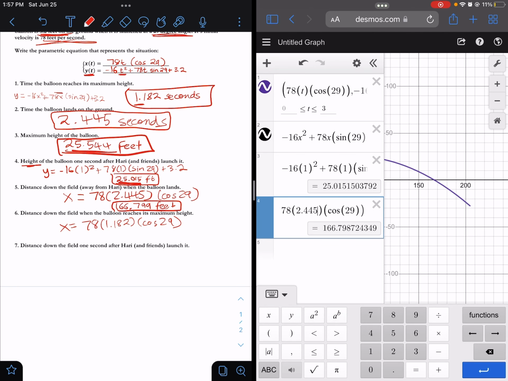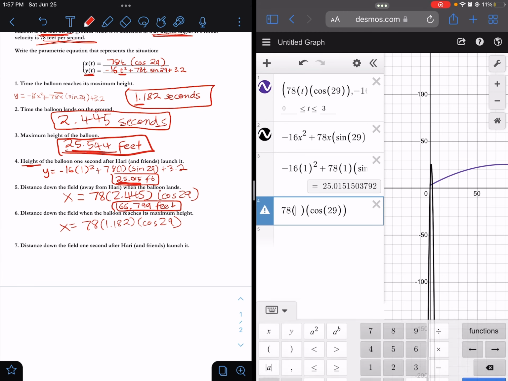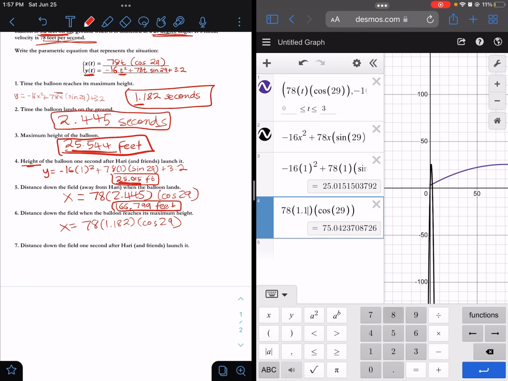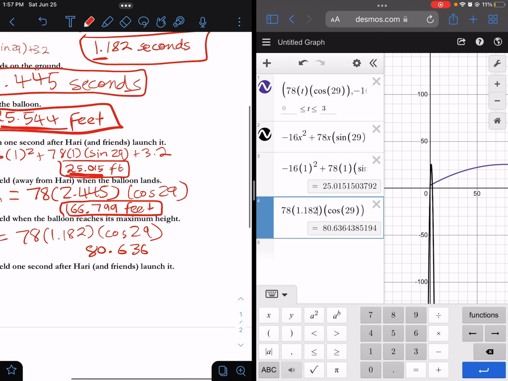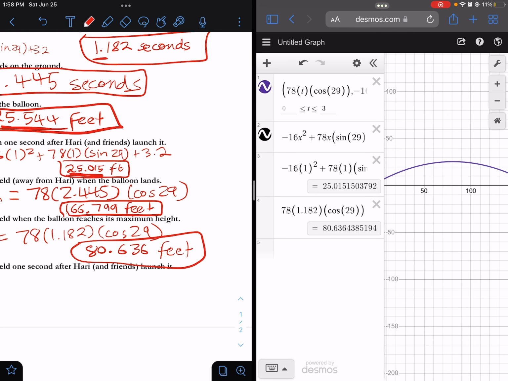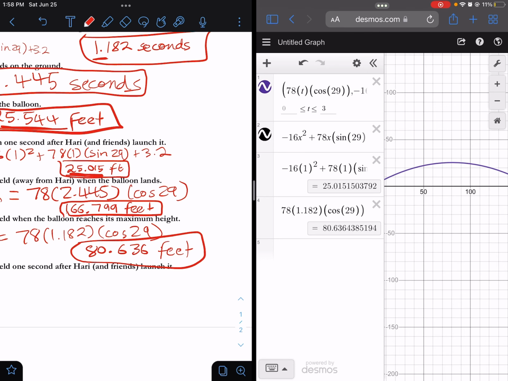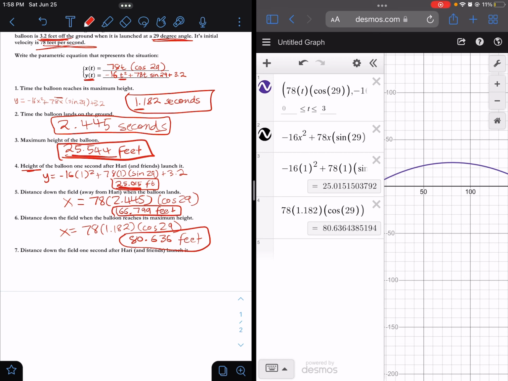Now, we're just going to use this equation and plug it in. 1.182. Because we're still trying to find the distance, so it's going to be at 80.636 feet, approximately. So there we go. Does that make sense? Yeah, because the maximum height is between 50 and 100, and it's somewhere around there. So yeah, 80.636 seems pretty accurate.